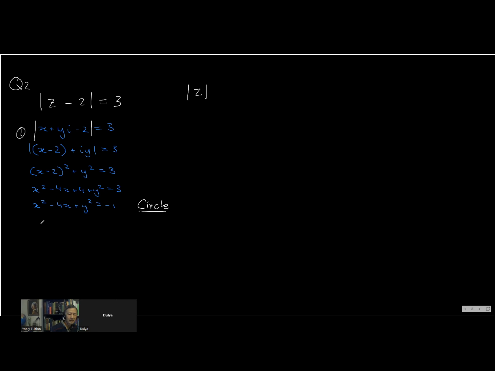Can we just rewrite that? The equation of a circle in general is (x minus a) squared plus y squared is equal to r squared. Or in general, you can also say (x minus a) squared plus (y minus b) squared is equal to r squared, where the center is at (a, b). That is the center.